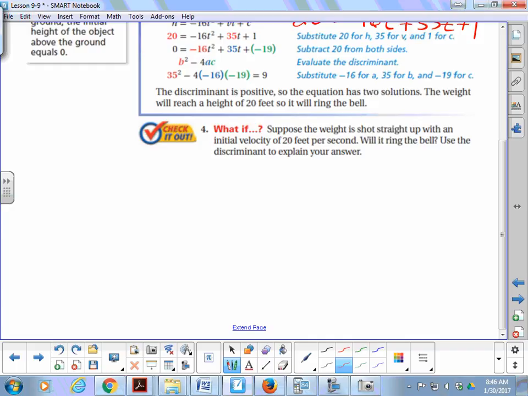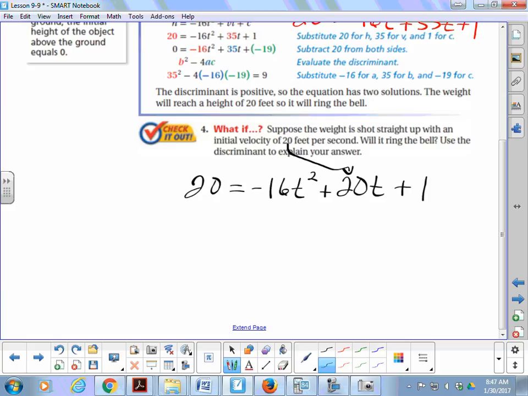All right. So the question is, suppose the weight is shot up with an initial velocity of 20 feet per second, will it ring the bell? Well, the answer is no. All right, because what happened at 35 feet per second? It barely rang the bell, right? So if I don't put as much force onto it, is it going to get anywhere near as high? Probably not. So our new equation is going to be 20 equals, we're still at the height of 20 feet, negative 16t squared plus 20t, that's this number here. All right, and it still started 1 foot off the ground.